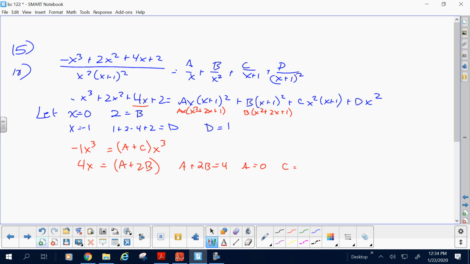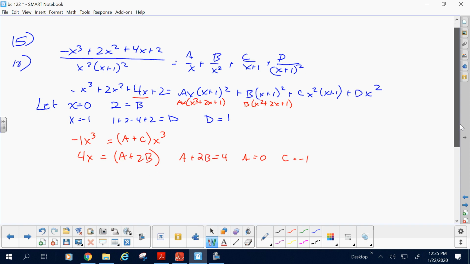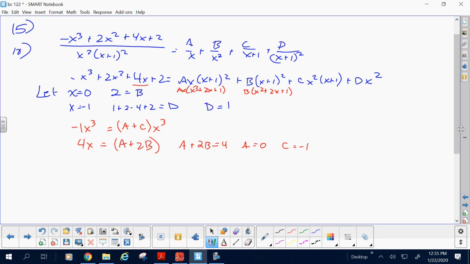Now go back to your cubes. If A plus C has to be negative 1, then C must be negative 1. You with me? A lot of deduction here. It's like a big old Sudoku or something. All right, are we ready to integrate this?